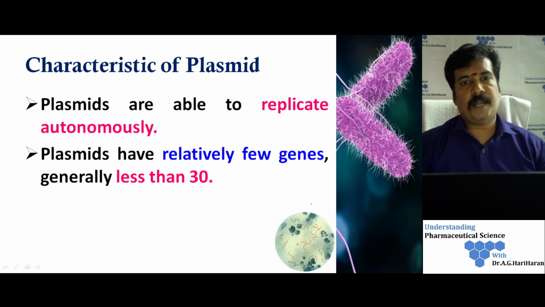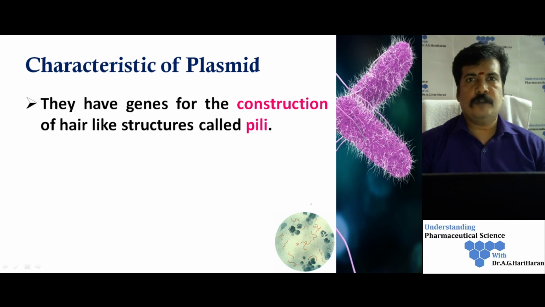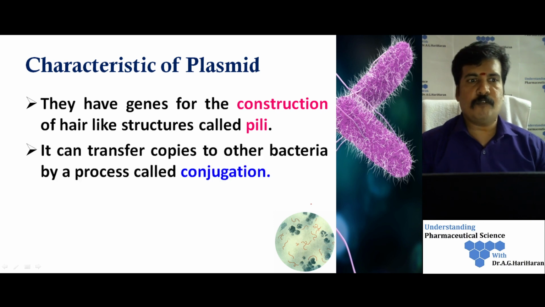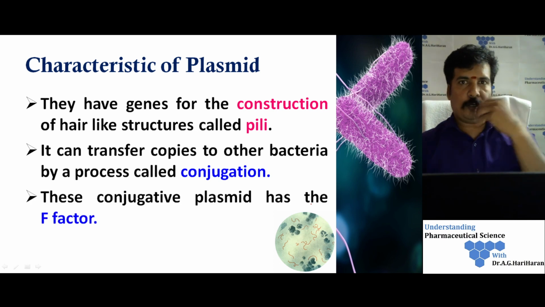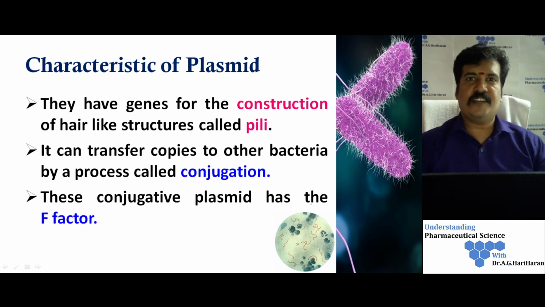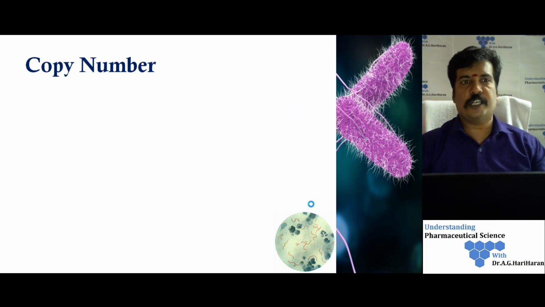Moreover, plasmids carry only a few genes, around 30 or fewer. Most of these genes are responsible for conjugation and antibiotic resistance. These genes can produce pili, in singular pilus, a hair-like structure which helps in the transfer of genetic material from one bacterium to another by direct contact. This process we call conjugation. Generally the conjugative plasmid which carries a fertility factor, the F factor, favors this conjugation process.